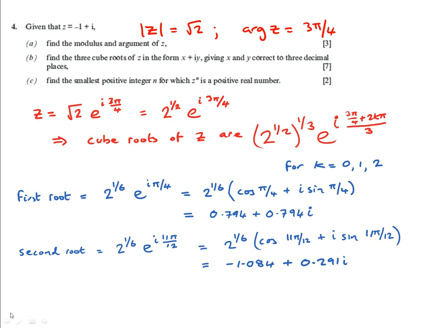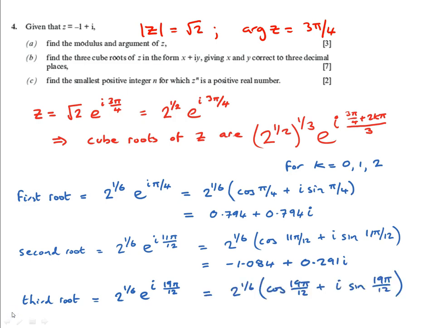And for the third root, we need to substitute k equals 2, and that will give me 2 to the 1/6 times e to the i 19 pi by 12. So that's 2 to the 1/6 times cos 19 pi by 12 plus i sin 19 pi by 12. And the calculator again at this stage gives us 0.291 minus 1.084i.